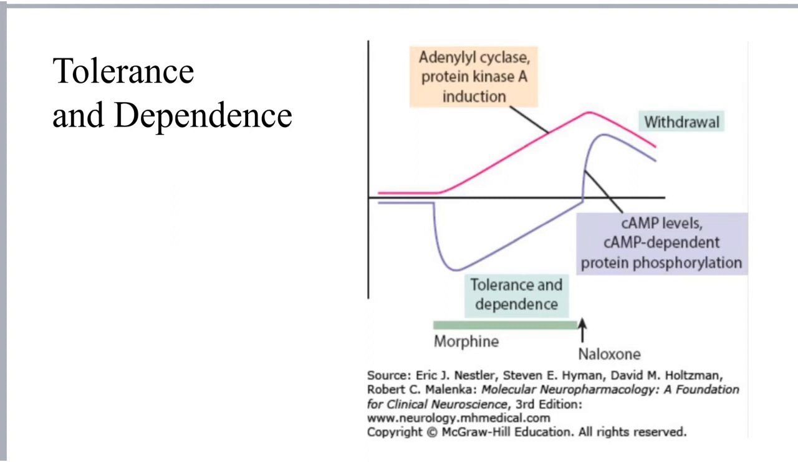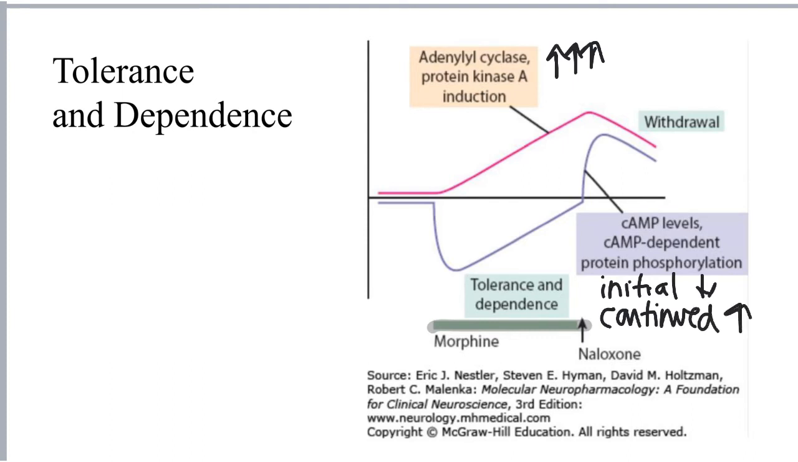When morphine is being given, as evidenced by the green bar, there is a continuous upregulation of some intracellular signaling proteins, such as adenyl cyclase and protein kinase A, and an initial downregulation of other intracellular signaling molecules like cyclic AMP. However, over continued morphine administration, that initial decrease in cyclic AMP levels begins to reverse toward normal baseline levels. And this is the body responding to the continued presence of morphine in this altered homeostasis or dependence state.